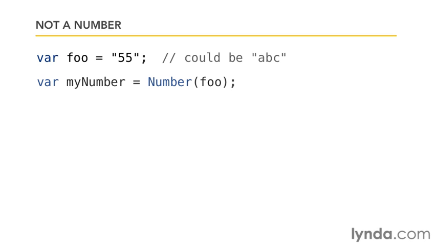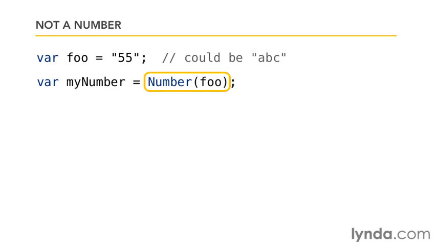Well, what I can do first is I can create a new variable. We'll call it myNumber. I'm going to try and convert whatever's in foo into a number. Sometimes that'll work, sometimes it won't. If it's a value like 55, it would work. If it was an exclamation mark, it wouldn't.